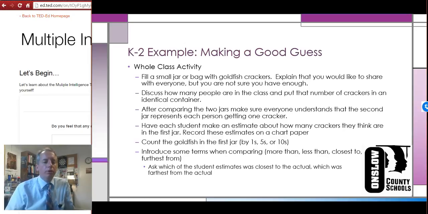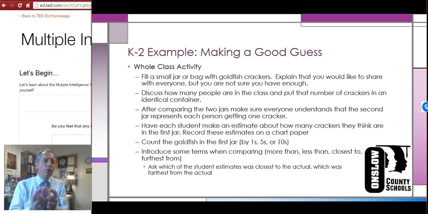We might count by 1s or 5s or 10s, however we're going to count the big jar. And let's talk about some of the academic vocabulary we've got going on here. Right? So more than, less than, closest to, furthest from the correct answer, closest to the correct answer. And then we're going to start comparing.